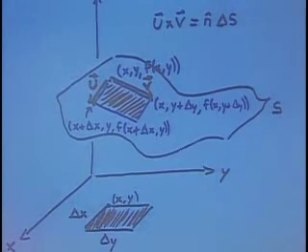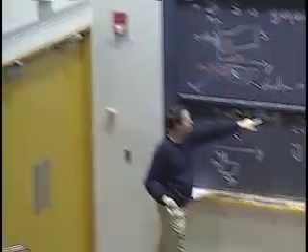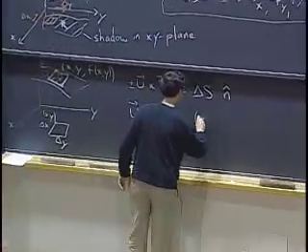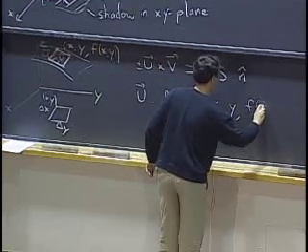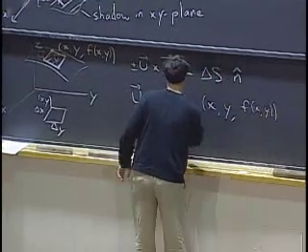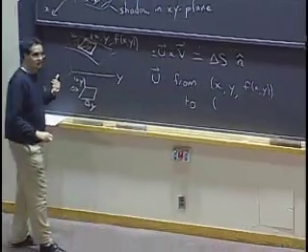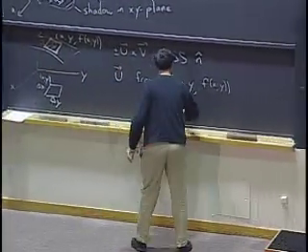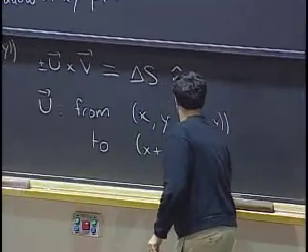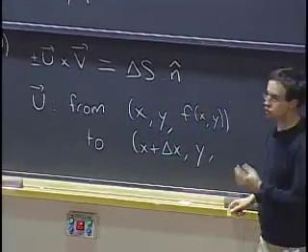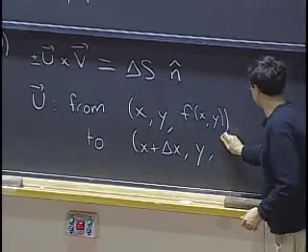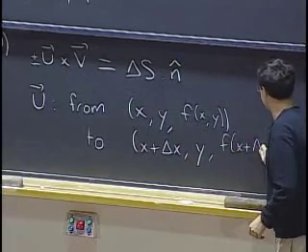So the vector u starts at the point x, y, f of x, y. And where is its head? Well, I'll have moved x by delta x, so x plus delta x. y doesn't change. And of course, the z coordinate has to change. It becomes f of x plus delta x and y.